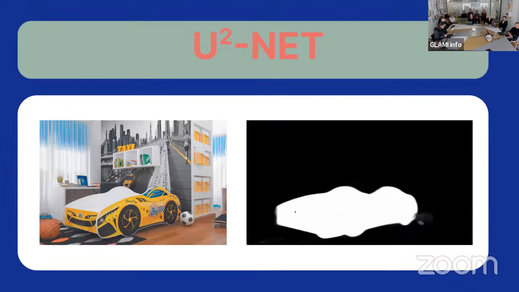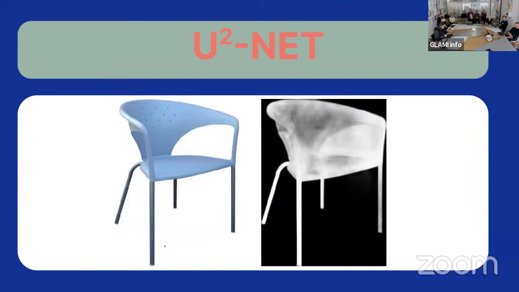So how does U2-Net treat our data? For some data, it segments really well. This is a children's bed. But sometimes it fails weirdly. This is a chair, and it shouldn't be difficult, but it is for the model.